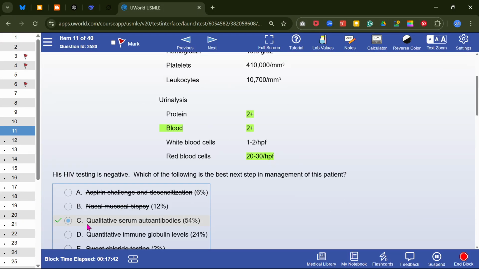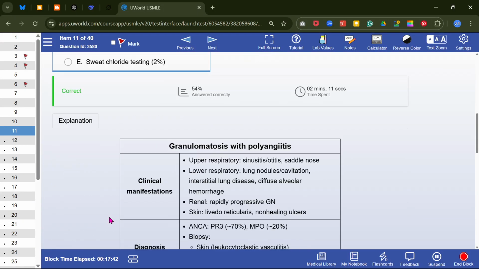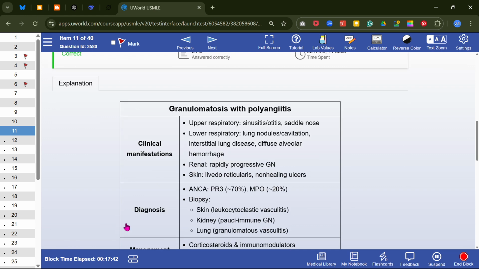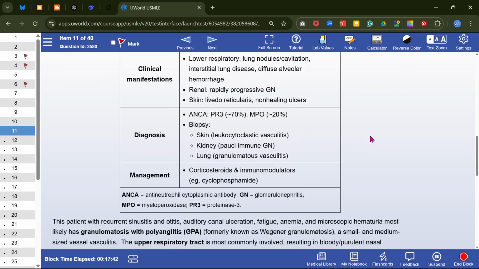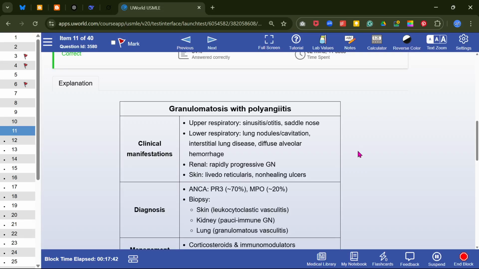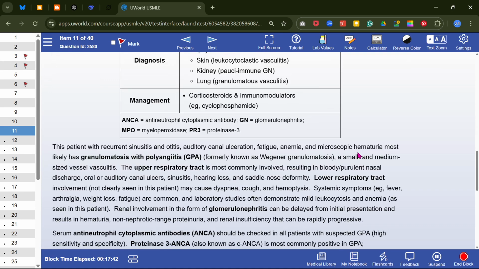Yes, it's an antibody. It is vasculitis. Okay. Now, this patient, like in Wegener antibody. Okay.